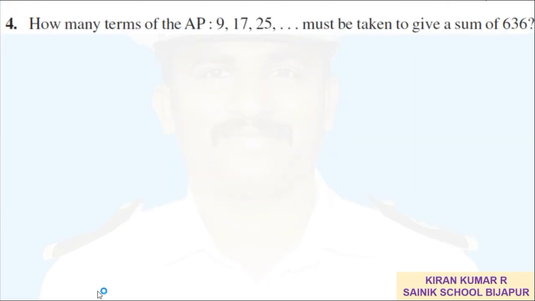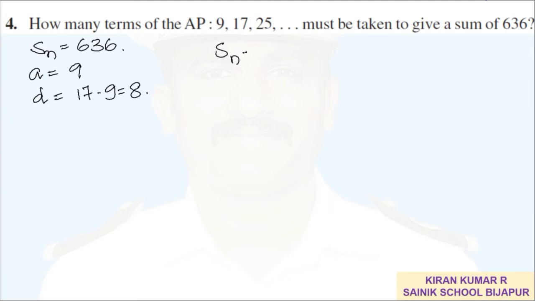Now the fourth main question. In the fourth question, they asked how many terms of the AP 9, 17, 25 and so on must be taken to give the sum as 636. Here the sum of n terms is 636. From the AP we can find the first term and the common difference. Common difference here is 17 minus 9, nothing but 8.